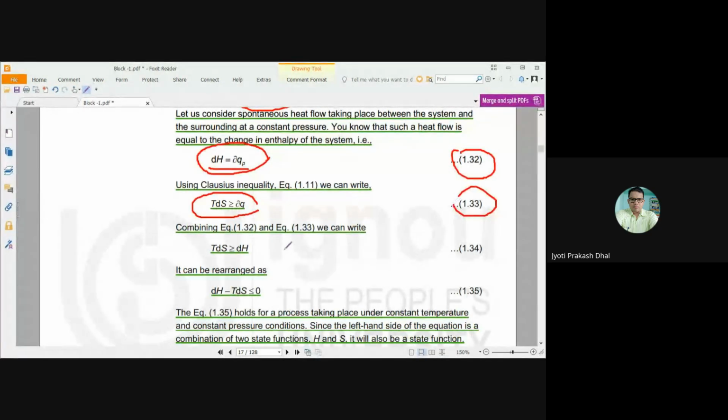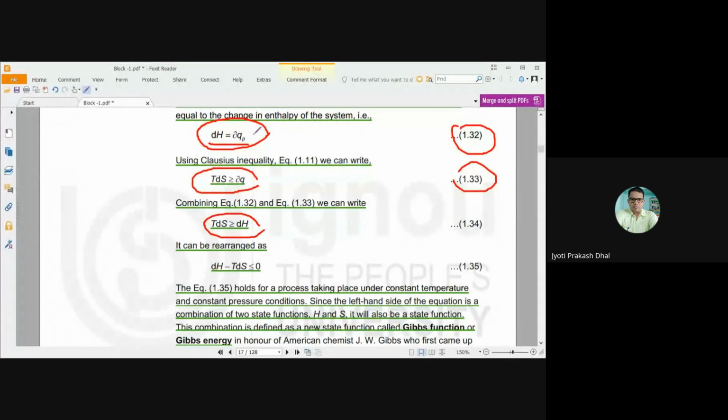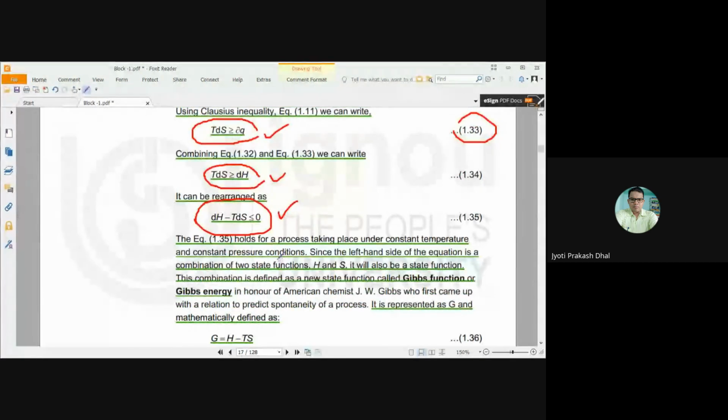Now combining both equations, we can write TdS is greater than or equal to dH. Here dH equals dQ at constant pressure, and TdS is greater than or equal to dQ. So TdS is greater than or equal to dH, and hence it can be rearranged that dH minus TdS is less than or equal to 0. This equation 35 holds for a process taking place at constant temperature and constant pressure.